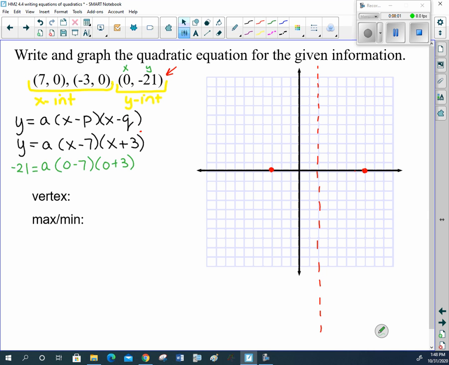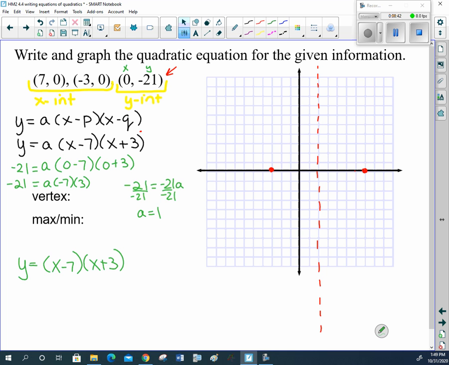All right, so now we're just going to do order of operations. Negative 7 times positive 3 is going to give you a negative 21. So basically what we found out was negative 21 equals negative 21a, because it's negative 21 multiplied by a. If you divide by negative 21, in this scenario a is 1. It's not always 1, but in this scenario it turned out to be 1. So my equation then will be y equals 1 times x subtract 7 and x plus 3.